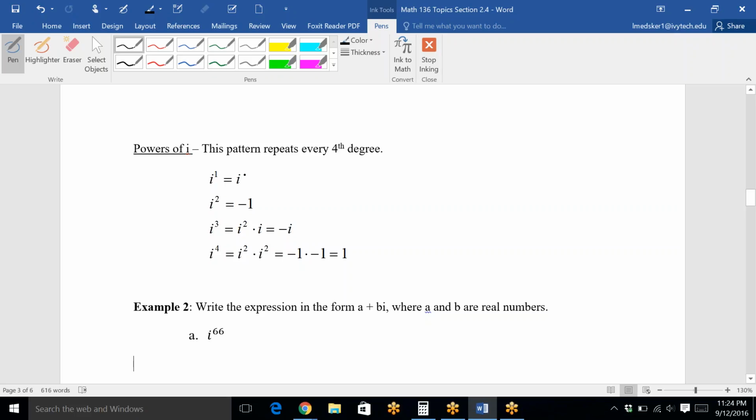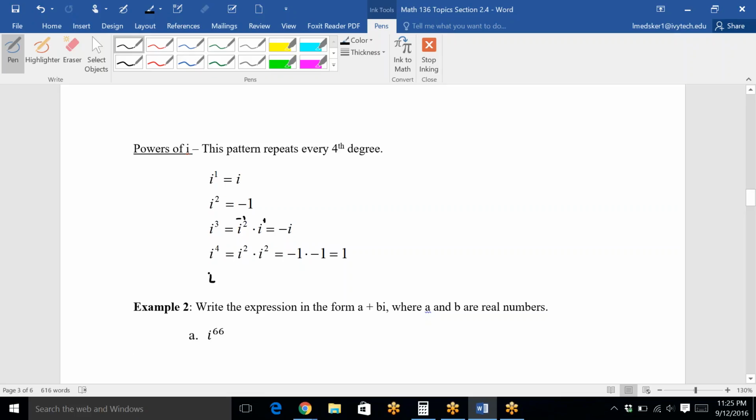If you just do i to the first power, it's i. i squared, we know by definition, is negative 1. i cubed is when you break it down into something you already know, which is an i squared and an i to the first. i squared is negative 1. i to the first is i, so you get negative 1i or just negative i. i to the fourth is two i squareds, so i squared times i squared, that's negative 1 times negative 1, which is positive 1.